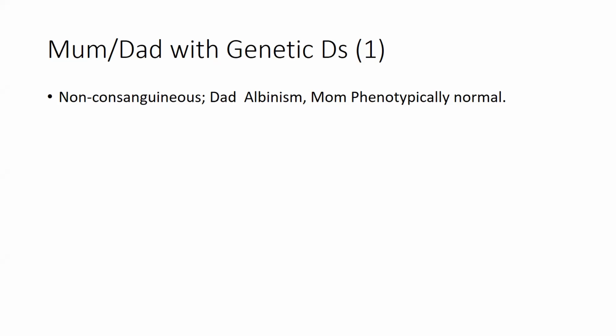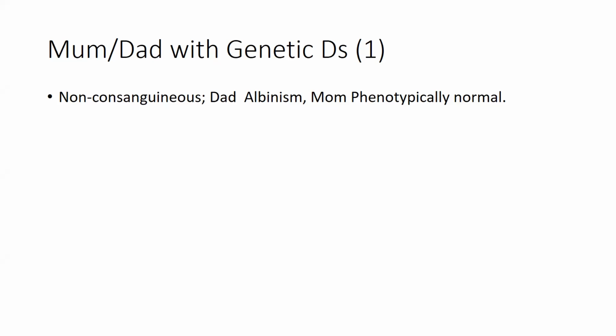You can tell dad has albinism. Mom is phenotypically normal. So the first thing when you have a genetic disorder is you want to find out what the genetic disorder is, so you have to characterize it. And then, what is the mode of inheritance? So that we know cutaneous albinism is an autosomal recessive disorder.